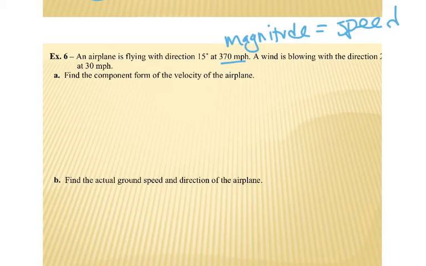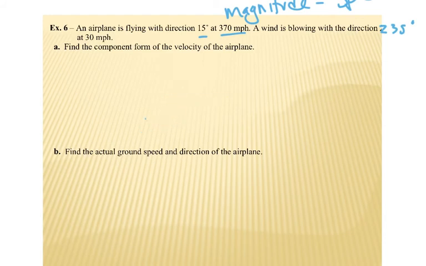So it's got 15 degrees and 370 miles per hour, and the wind is blowing with a direction, oh, well that's not easy to read. Alright, and so it's 235, looked it up, okay. Degrees at 30 miles per hour. So we're going to find the component form of the velocity of the airplane. And then, of course, once we find that, we'll use it to find the actual speed. So let's see what's happening here.